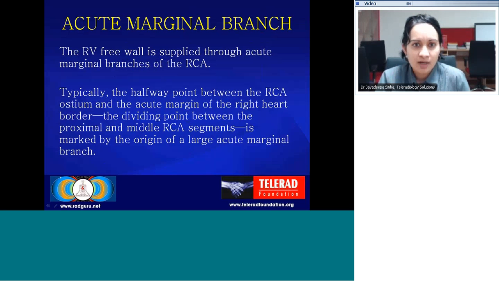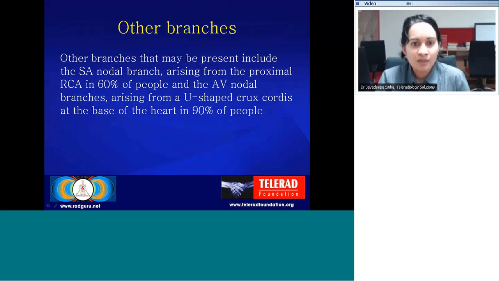Now coming to the acute marginal branch, this is the second branch and supplies the RV free wall. Typically at the halfway point between the RCA and the ostium, the acute margin of the right heart border is the dividing point between the proximal and mid RCA segments. So this is often represented by a large acute marginal branch. There can be other branches like the SA nodal branch or the AV nodal branch, which may be seen in some parts of the population, but these are not really constant branches.